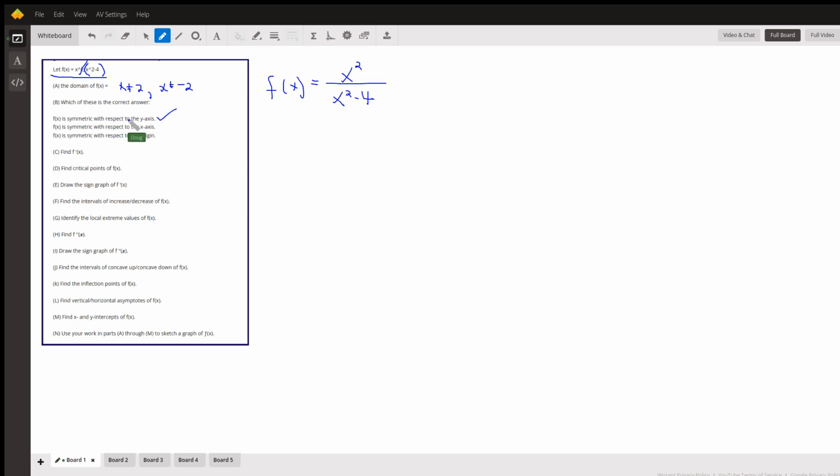It is symmetric about the y-axis because it's an even function, like f of 3 equals 9 over 9 minus 4, or 5, and f of negative 3 gives you the same value. In other words, opposite values of x give you the same y value. So the function is even and symmetric about the y-axis.